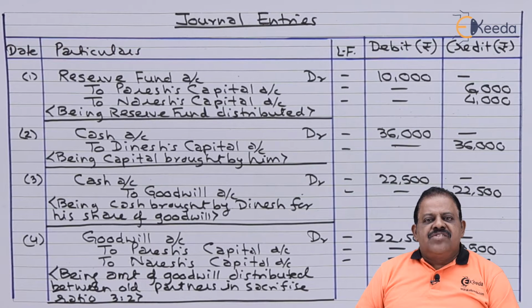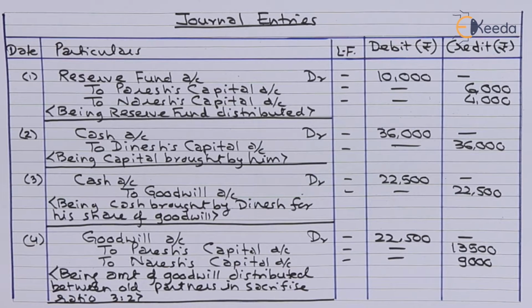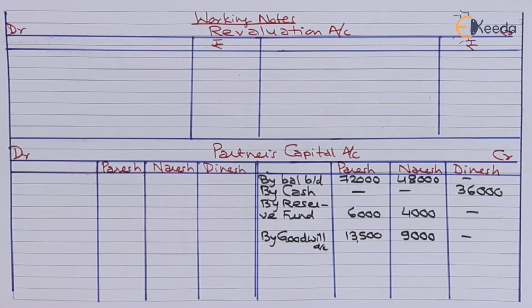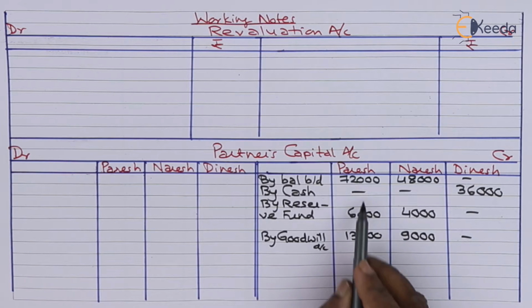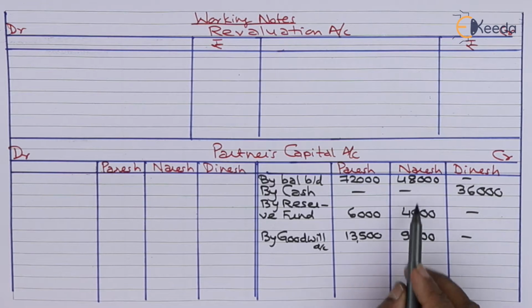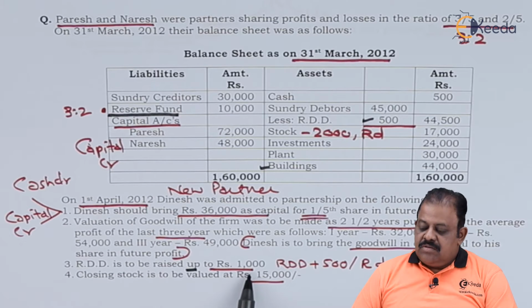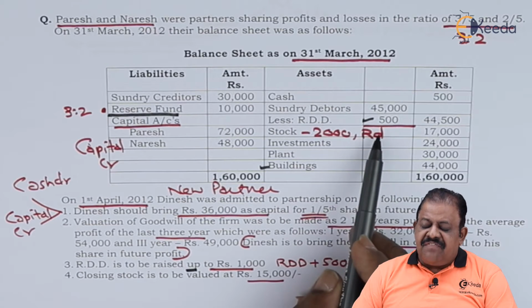Goodwill brought in cash is distributed among partners in sacrifice ratio. Entry is goodwill account debit to Paresh, to Naresh. Partners capital account credit by goodwill, Paresh 13,500, Naresh 9,000. That is for distribution of goodwill, and goodwill is retained. RDD is to be raised up to 1,000. So actual RDD is raised by 500.